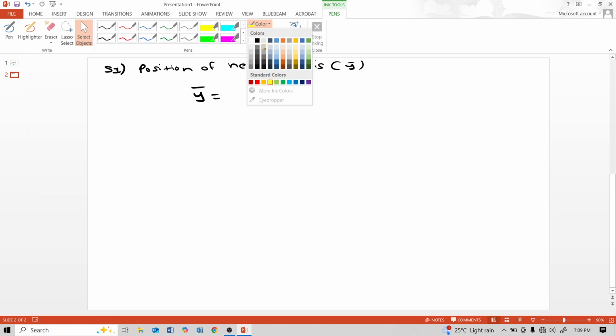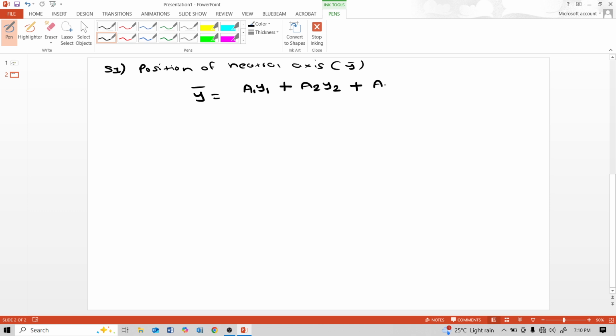Now y bar is equal to A1 Y1, where A1 is the area of the bottom flange and Y1 is the mid distance of the bottom flange from the bottommost fiber, plus A2 Y2, where A2 is the area of the web and Y2 is the distance from the bottommost fiber to the mid of the web, plus A3 Y3, where A3 is the top flange area and Y3 is the distance between the mid of the top flange and the bottommost fiber, divided by A1 plus A2 plus A3.